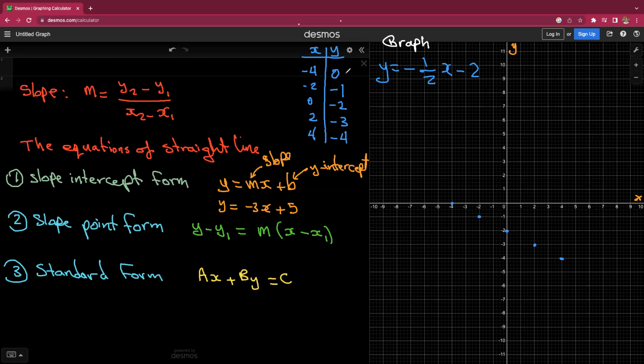Now, after getting the first 3 points, you know how we're going down by 1 every time? So you don't even have to do any more calculations than just -1 every time. If you put in 6, I'm going to get -5. If I put 8, I'm going to get -6, and so on. You can only do that if the x values are going up or down by the same value. See here how we're adding 2 every time to the x value.